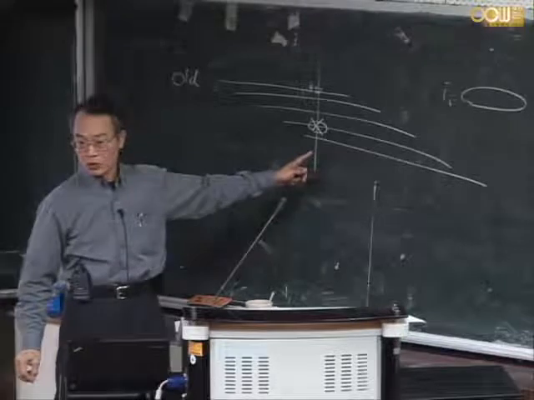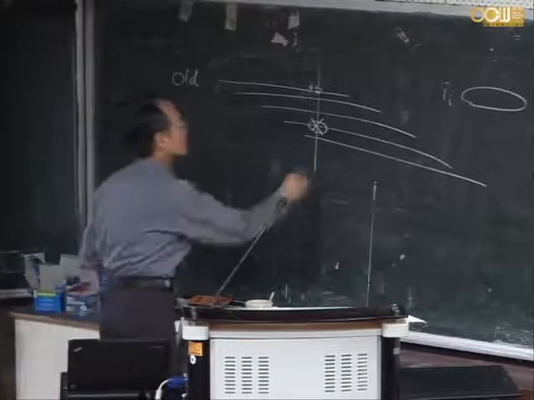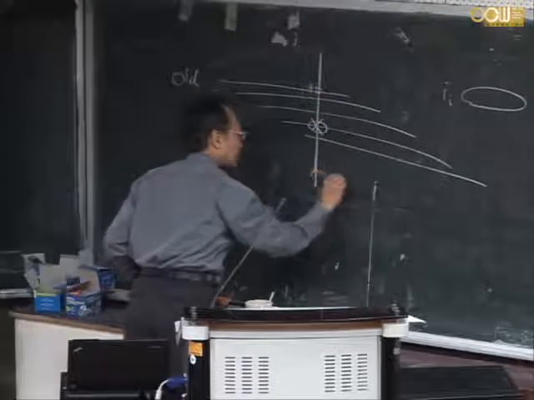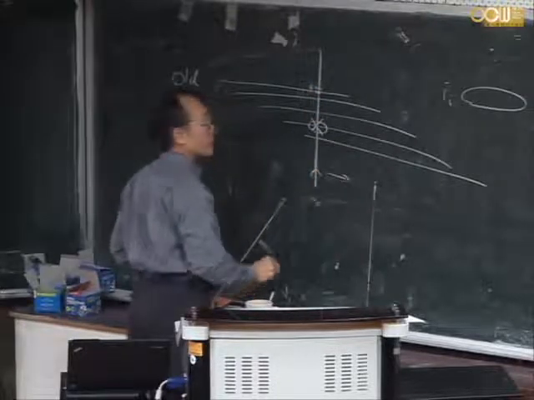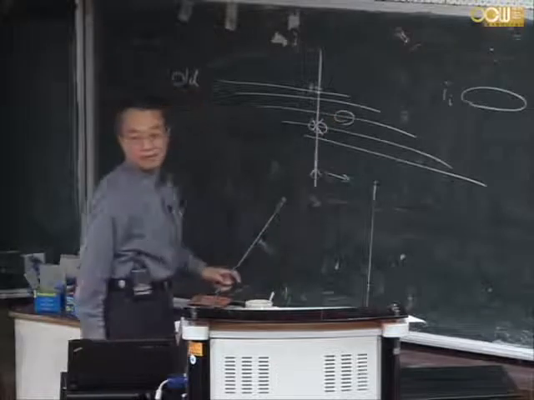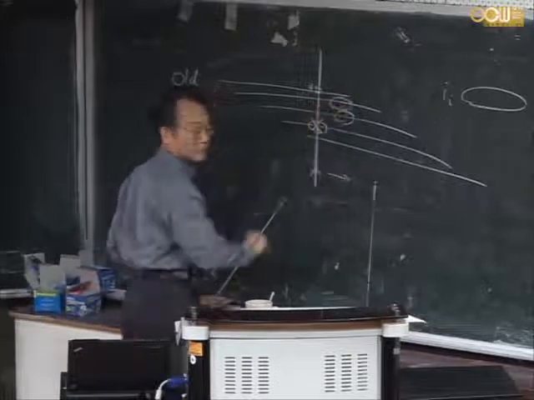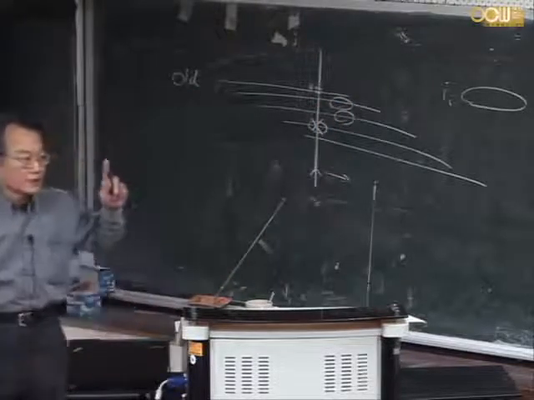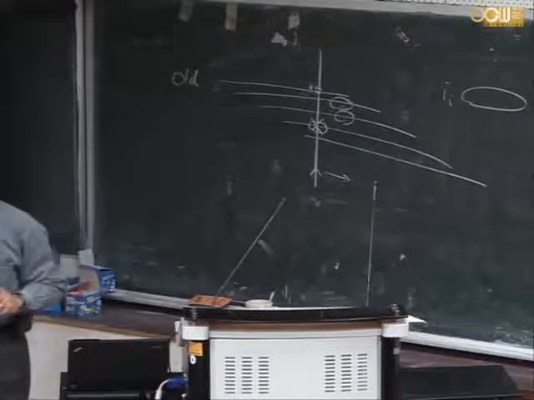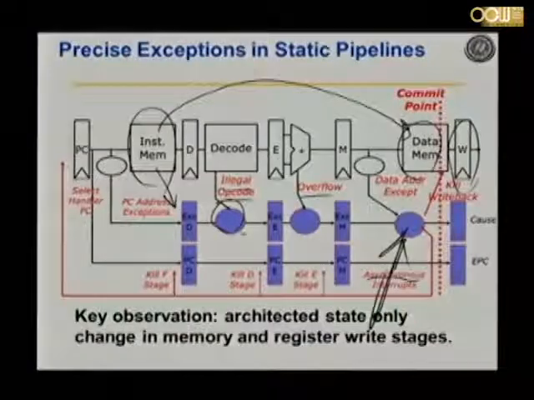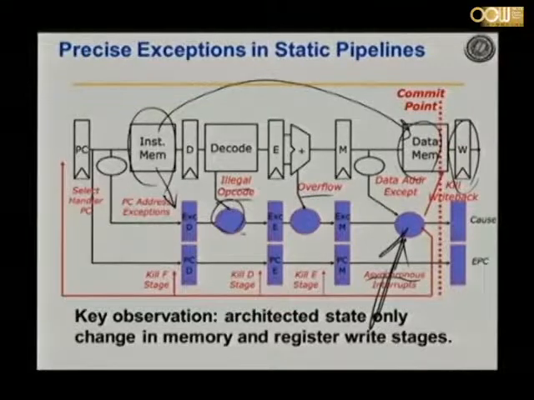No. Why not? Because from this point of time and up, maybe I will have an overflow interrupt here. Maybe I'll have a memory interrupt here. If I eventually have these three interrupts, which one should I really want to handle first? Tell me. The one caused by the older instruction, by the oldest instruction. So I need to handle this first.